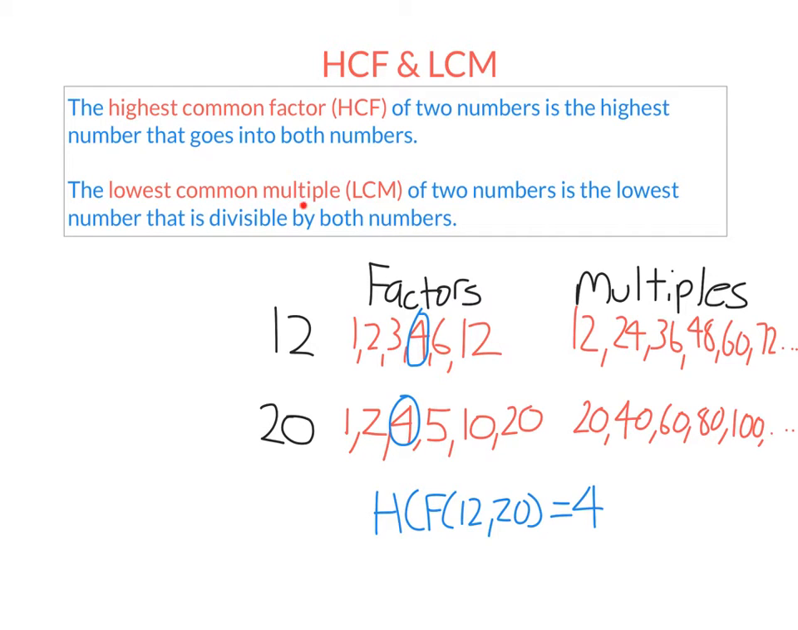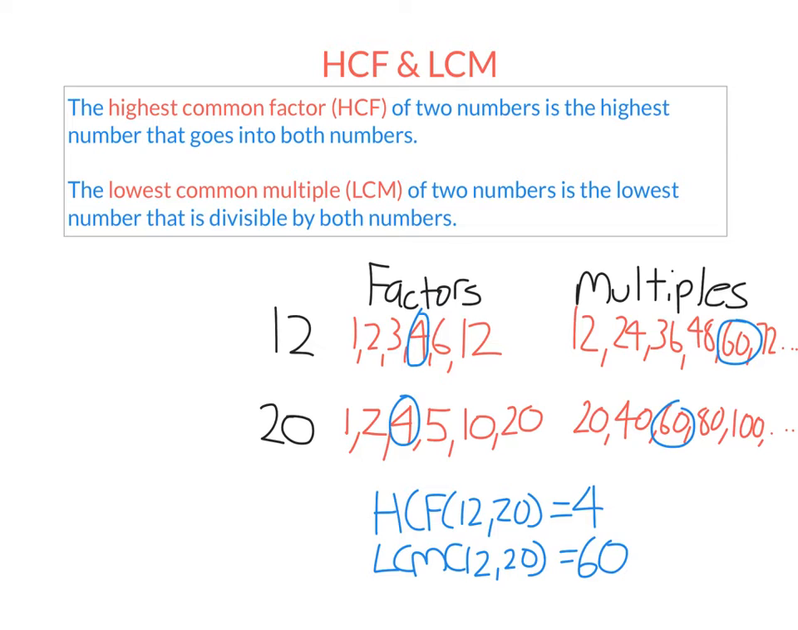Now let's look at the lowest common multiple. It is the lowest number divisible by both numbers. Here are numbers divisible by 12, and here are numbers divisible by 20. We want to find the lowest number that is in both lists: the lowest number that's a multiple of 12 but also a multiple of 20. You can hopefully see from this list that that number is 60. The lowest number that is a multiple of 12 and also a multiple of 20 is equal to 60.